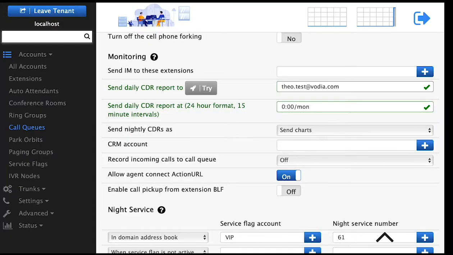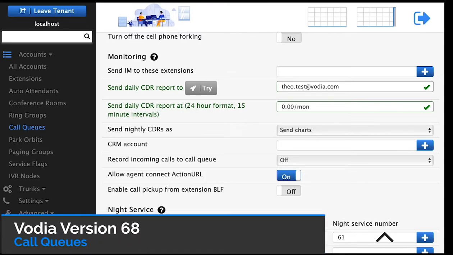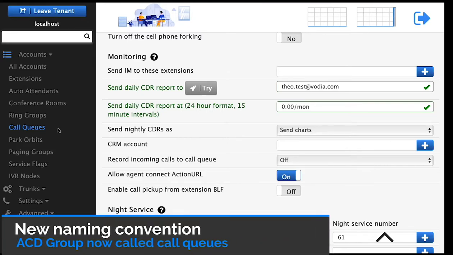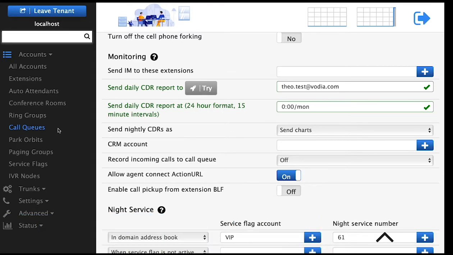I wanted to show you what we have done in version 68 with call queues. First of all, you may have noticed that we have renamed call queues from ACD and agent groups. Both these names were a little bit confusing, and I think what people call it today is queues or call queues. So that's just renaming the account name. But we have also done something else.